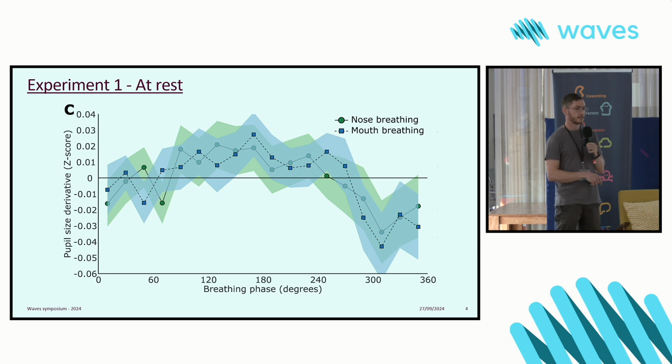Finally, we also looked at change in pupil size, so pupil dilation and pupil constriction, by taking the pupil size derivative. Everything above the 0 line means pupil dilation, and everything below the 0 line is pupil constriction. So you can see that pupils dilate and constrict during both inhalation and exhalation, but the vast majority of pupil constriction seems to occur during the end of exhalation, and for most of inhalation, our pupils dilate.